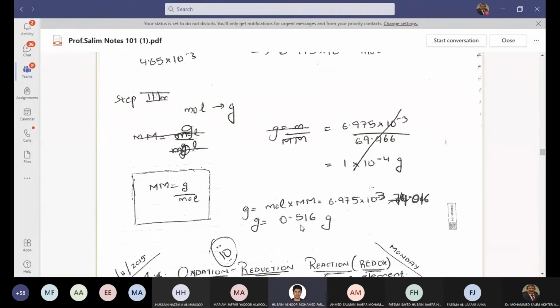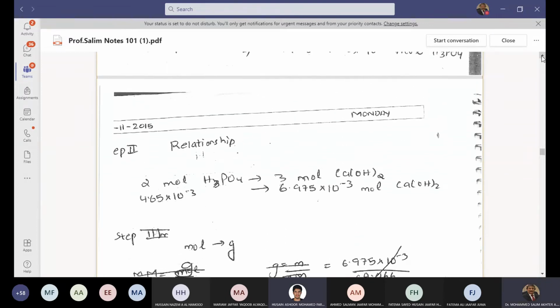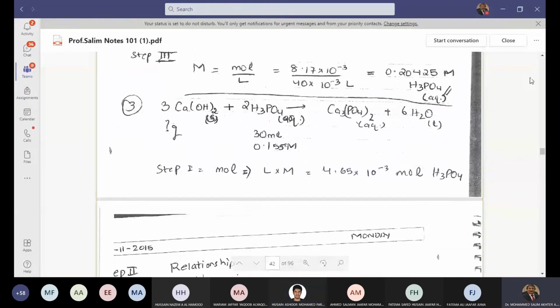In step one, why do we convert from molarity to mole over liter? Because I know it's the same, but shall we convert it every time? It is better, because you are interested in this information. So when you are interested in this information, I get this information, I can get the relationship, and then get the answer. Let me show you the previous example.